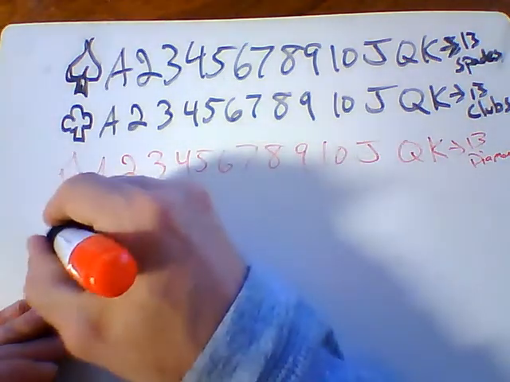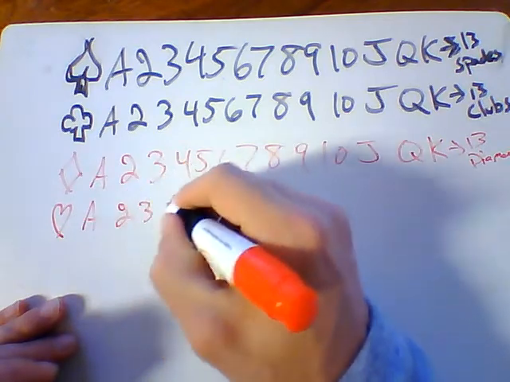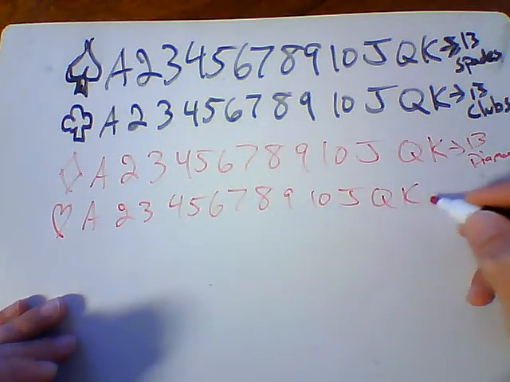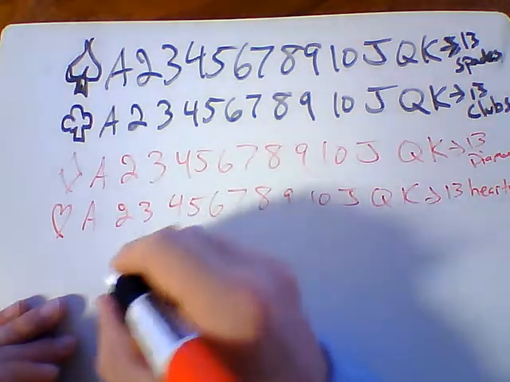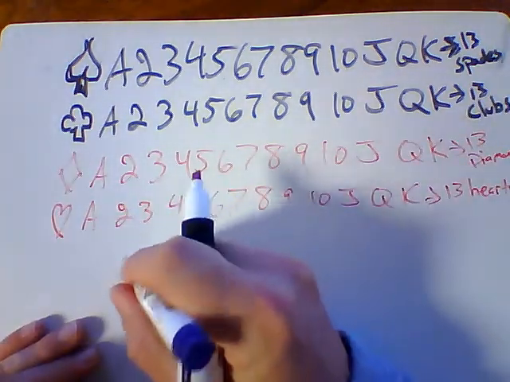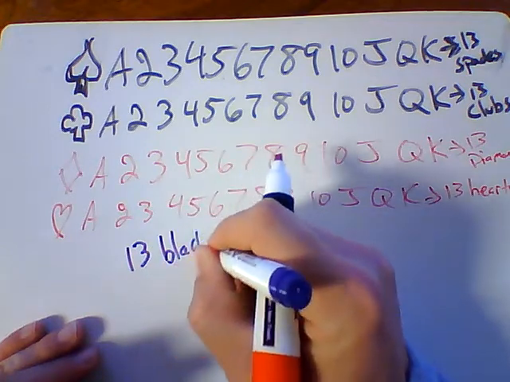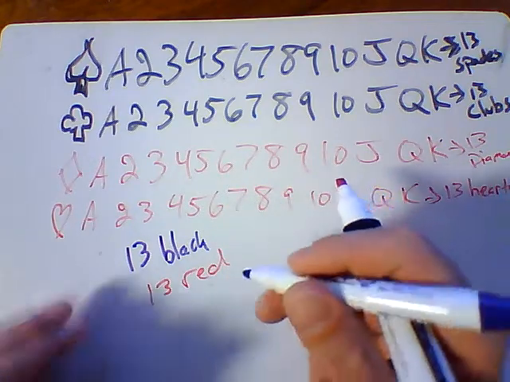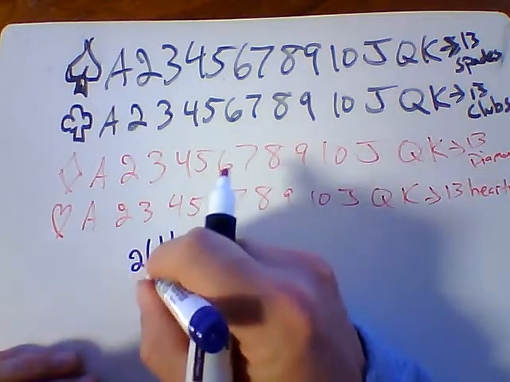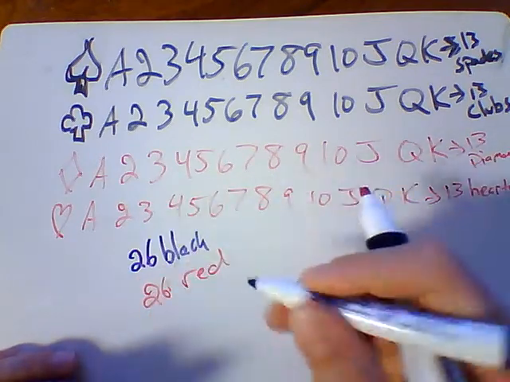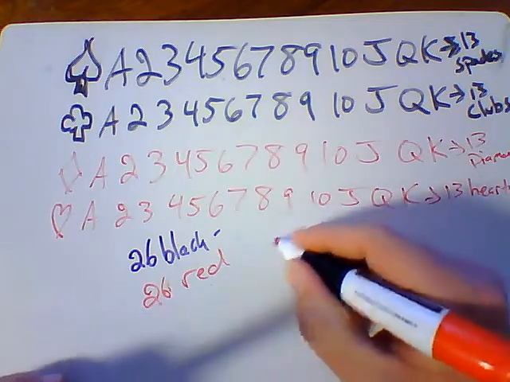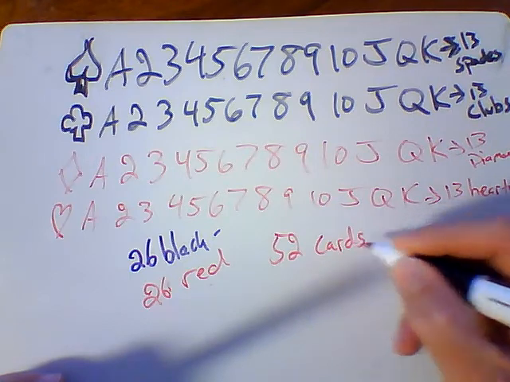And then you have hearts. Ace, 2, 3, 4, 5, 6, 7, 8, 9, 10, jack, queen, king. 13 hearts. There are 26 black cards and 26 red. 13 clubs, 13 spades, 13 diamonds, 13 hearts. That is 52 cards in total.